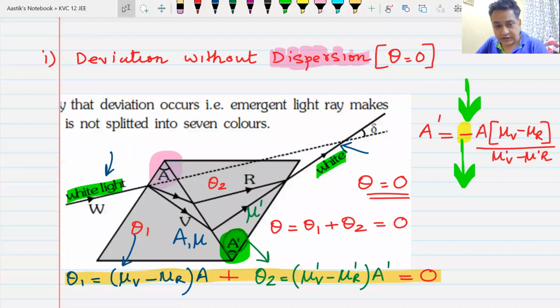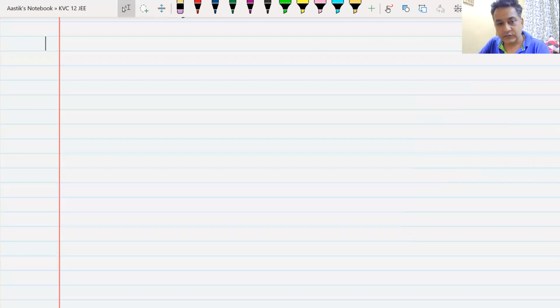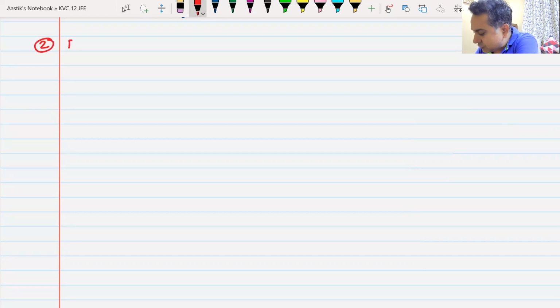What would be the next thing that we are supposed to do? The next thing is definitely dispersion without deviation. Point number 2. Dispersion without deviation.